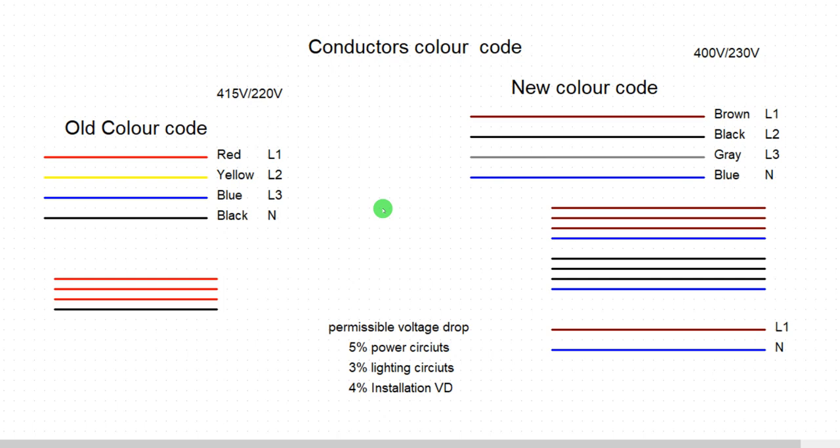Alright, today in class we're going to discuss conductor color code, our cable color code, because some changes have been made since 2008 from our regulatory body. This update is because I got some requests from my followers to treat this particular aspect of electrical.